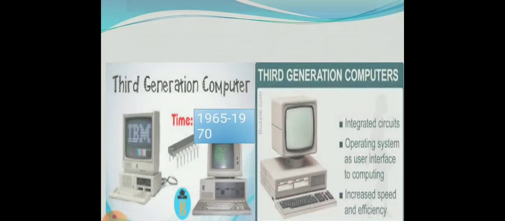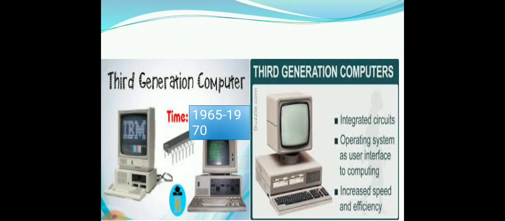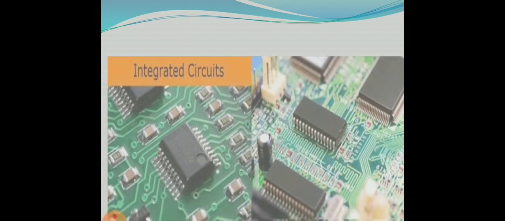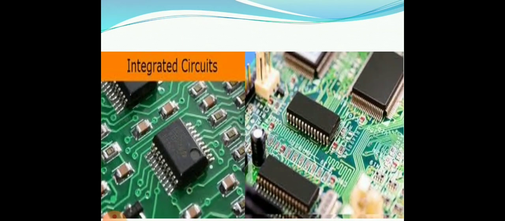Then came the third generation, which was much faster than the second generation, and the time period was 1965 to 1970. The basic computing element here was the integrated circuit, and we started using operating system, keyboard and mouse. So our speed was much faster than the previous generations. You can identify the integrated circuit in this picture. Who was the inventor of the integrated circuit? Have you tried to search on the internet? No? Then you can see here, Jack Kilby and Robert Noyce were the inventors, and the invention year was 1950.